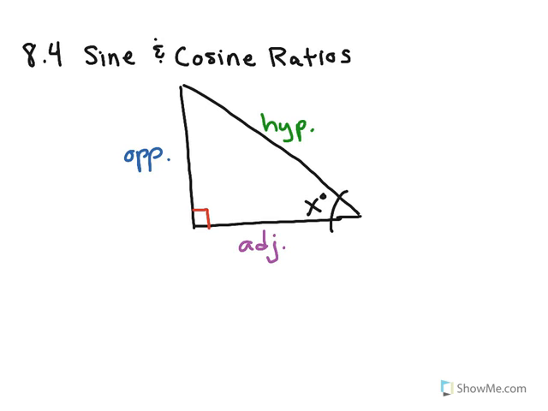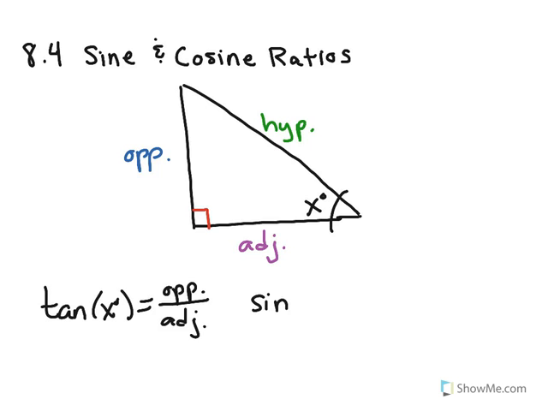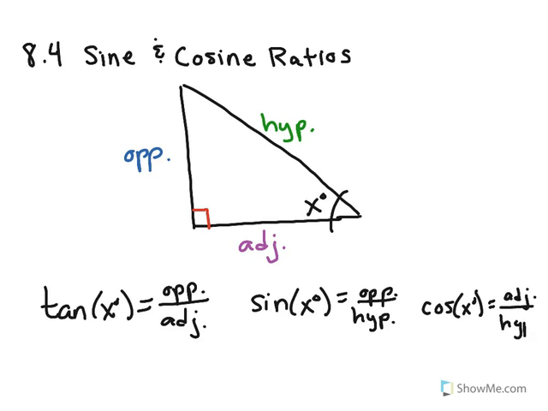our adjacent. So tangent, the tangent function that we learned in the section before, was the ratio of opposite over adjacent. So for sine, we have sine of x degrees, and this is just one other trig function, it's just got a different ratio: opposite over hypotenuse. And then our last one, which is cosine, cosine of whatever degrees, is equal to the adjacent side over the hypotenuse.